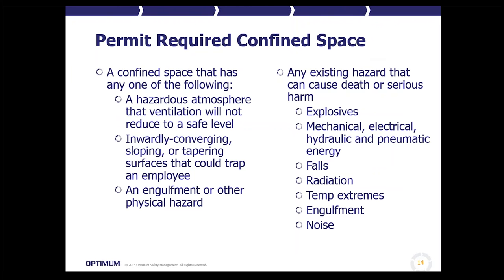Now from there, we need to determine what kind of a confined space it is. If we're looking at a permit-required confined space, it has to meet all the first three criteria, and then it only needs to meet one of the following. A hazardous atmosphere that ventilation will not reduce to a safe level, or inwardly converging, sloping, or tapering surfaces. Think about a hopper bottom where people could get in there and slide down and not be able to get out, or an engulfment or any other physical hazard.